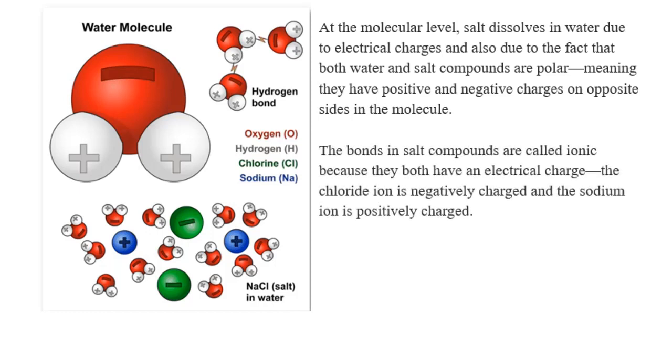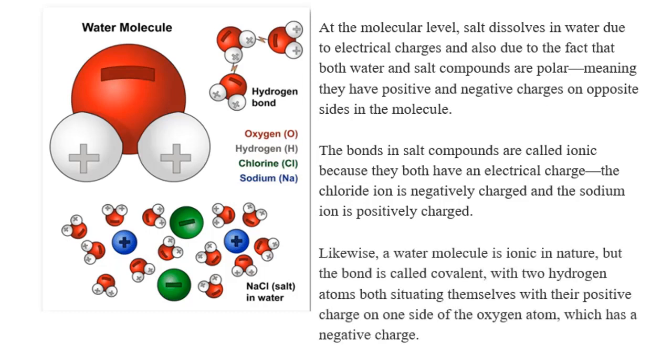The bonds in salt compounds are called ionic because they both have an electrical charge. The chloride ion is negatively charged and the sodium ion is positively charged. Likewise, a water molecule is ionic in nature, but the bond is called covalent, with 2 hydrogen atoms both situating themselves with their positive charge on one side of the oxygen atom, which has a negative charge.